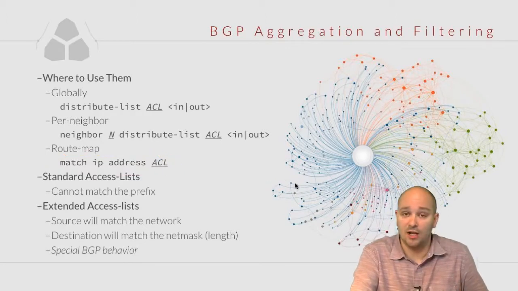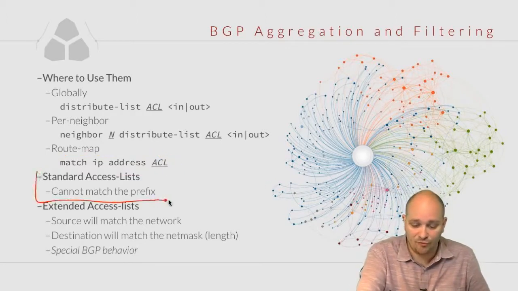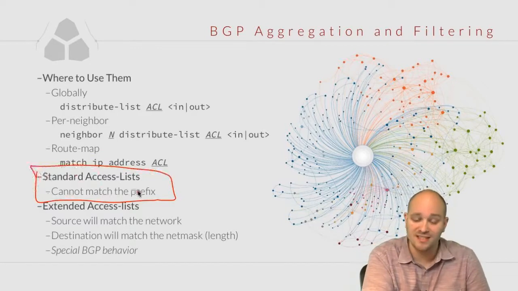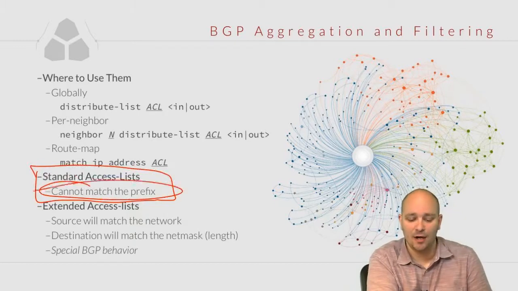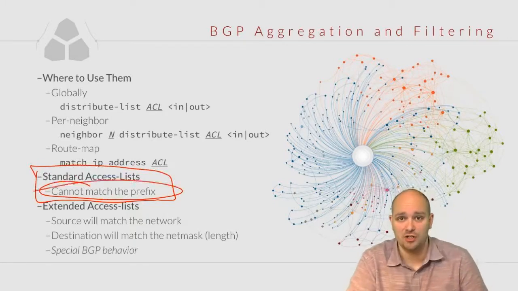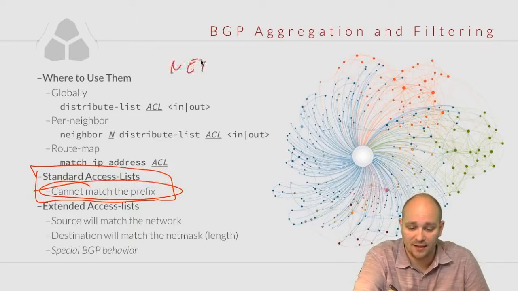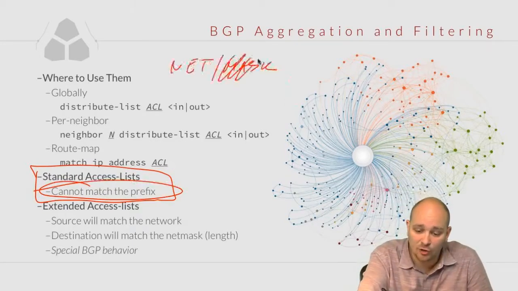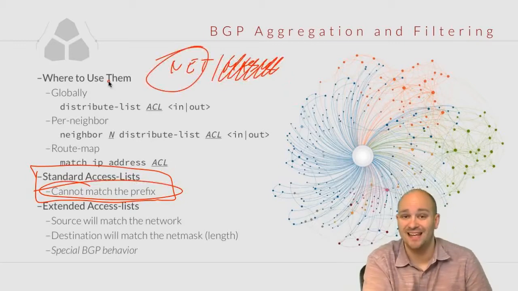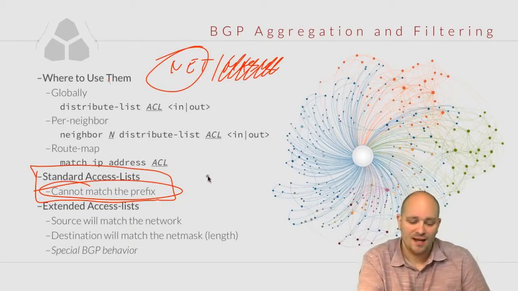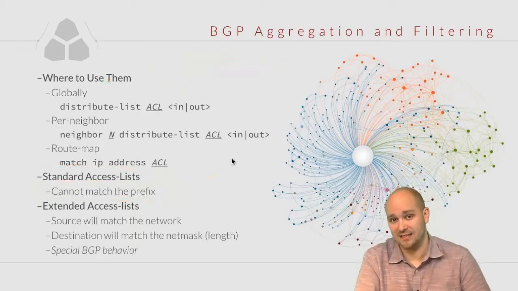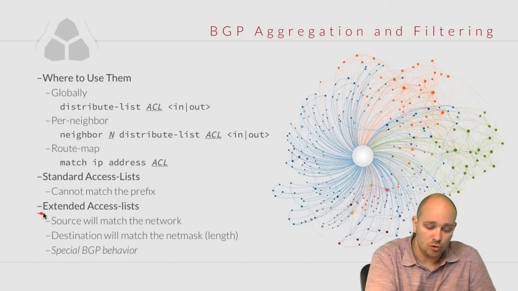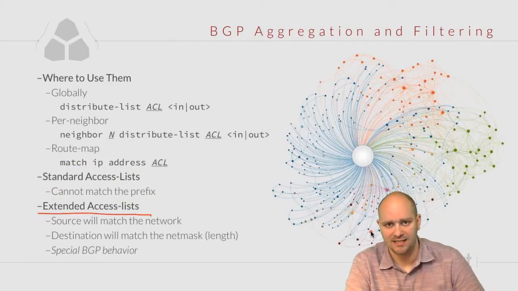But we know that there are standard access lists, and from the previous examination of other routing protocols, we know that the problem using standard access lists is that they cannot match the prefix length. So if we had network/mask with the standard access list, we cannot match the mask. The only thing that we can match is the network itself. Now, if you wanted to use access lists for filtering and you wanted to match the net mask, you need to use the extended access lists.